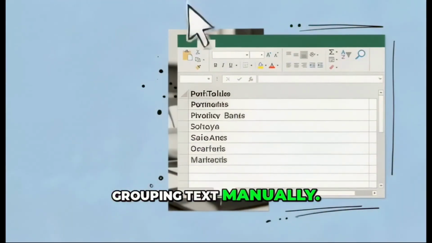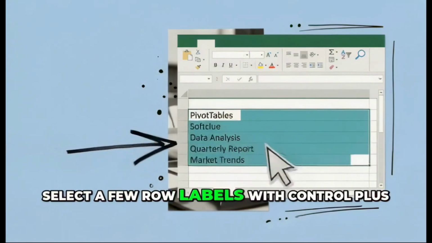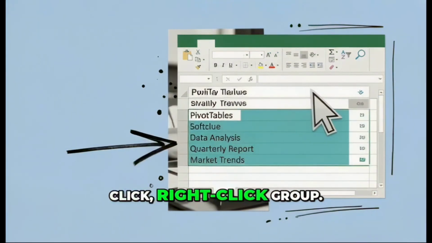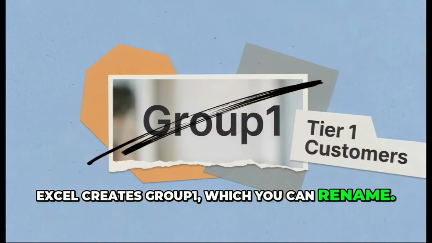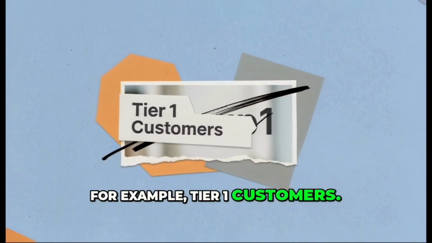Grouping text manually. Select a few row labels with Ctrl+click, right-click, group. Excel creates Group 1, which you can rename. For example, Tier 1 customers.